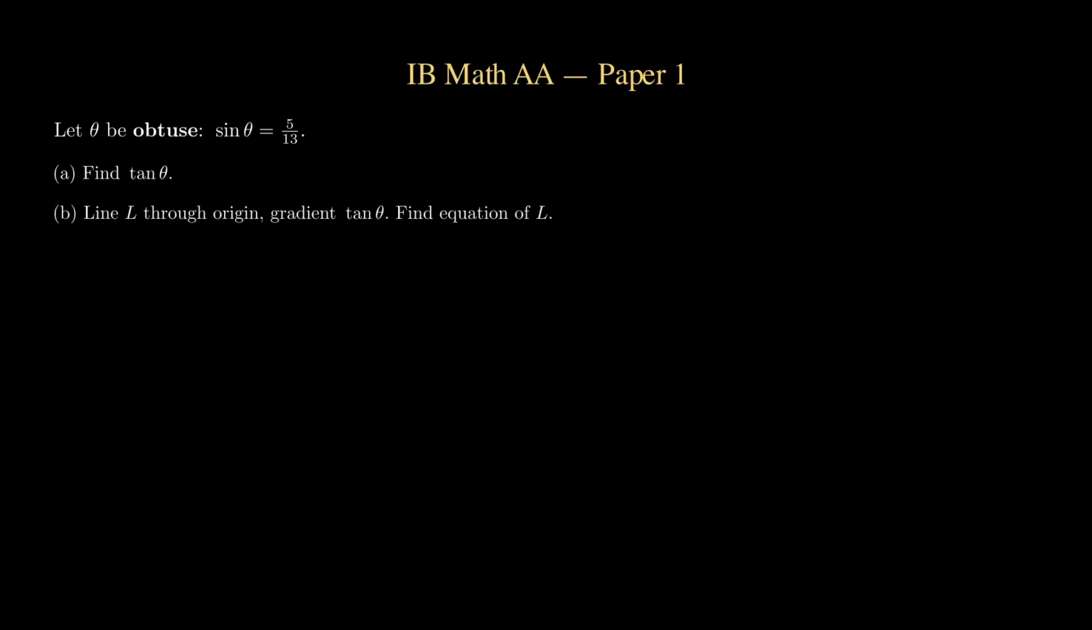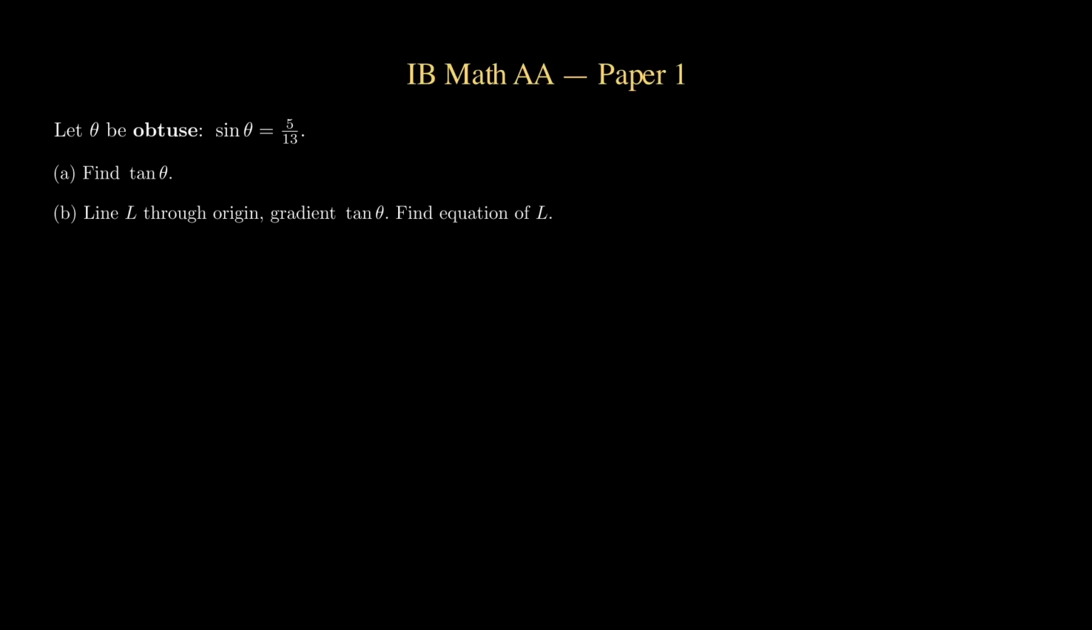Today we solve an IB analysis and approaches question that connects trigonometry, the product rule, and tangent lines. Let theta be an obtuse angle such that sine theta equals 5/13. Part A, find the value of tan theta. Part B, line L passes through the origin with gradient tan theta. Find the equation of L.